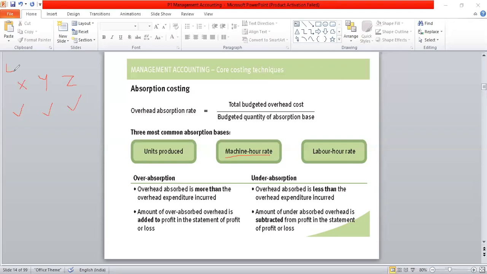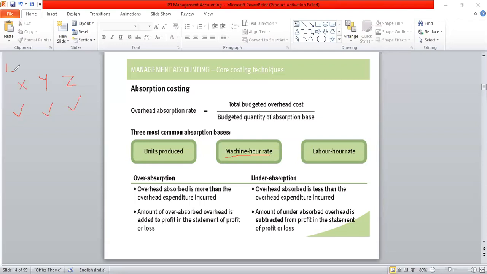These are the common overhead absorption rates. For recording the factory overheads, the administration overheads, and the selling and distribution overheads, certain rates are taken. Right now we are focusing only on the manufacturing activity, the production activity. So let's focus only on the factory overheads. If the factory overheads are to be calculated, either they can go with the number of units produced, or they can go with the machine rate or the labor rate. So these are very commonly used absorption rates.